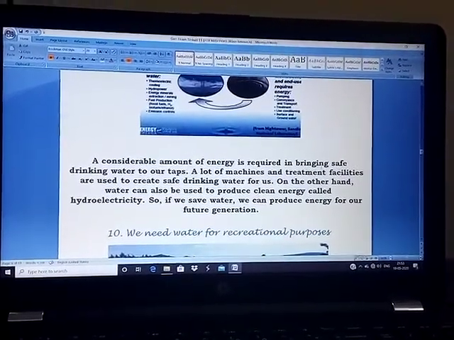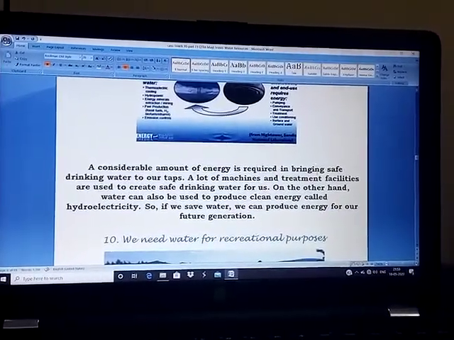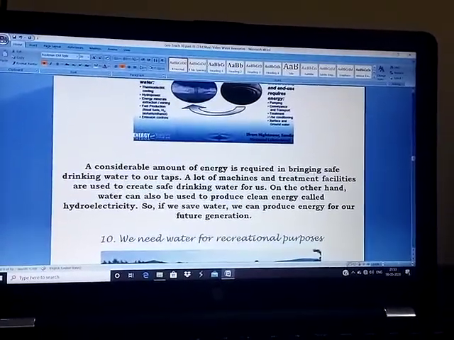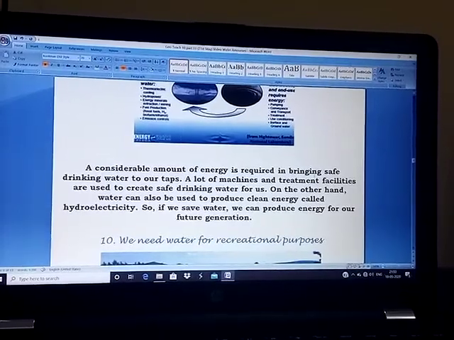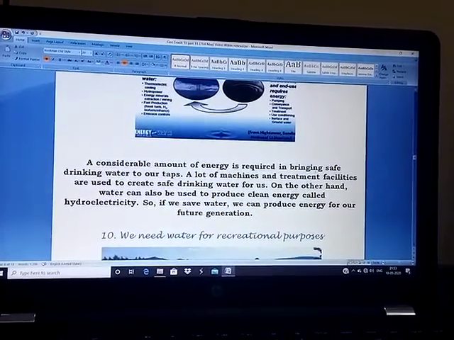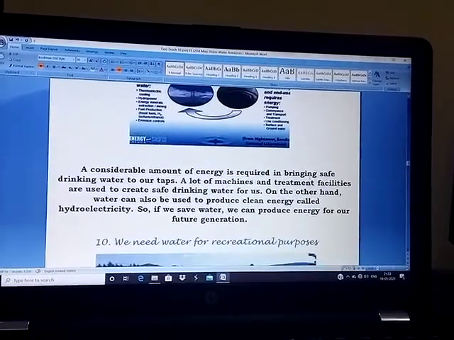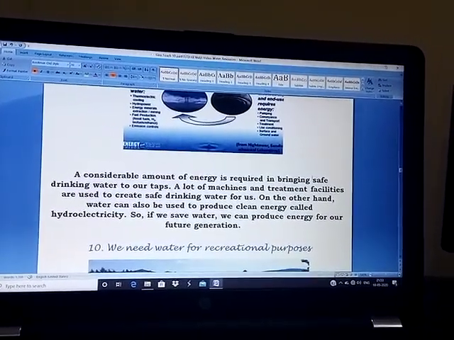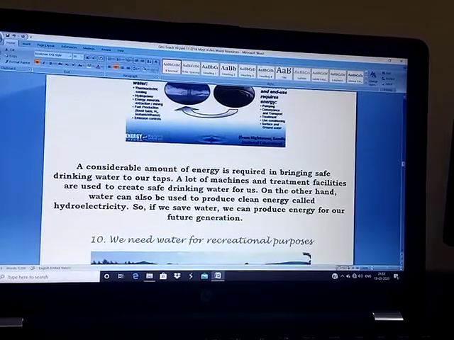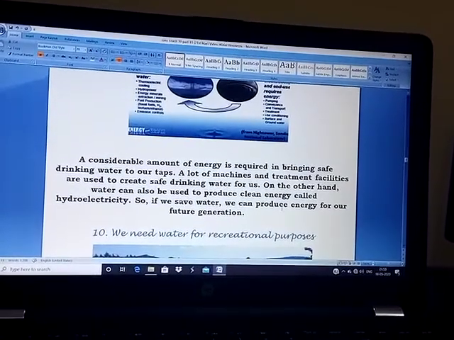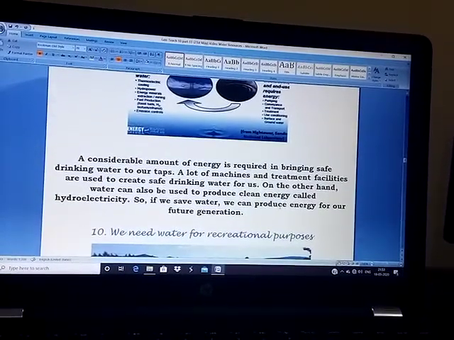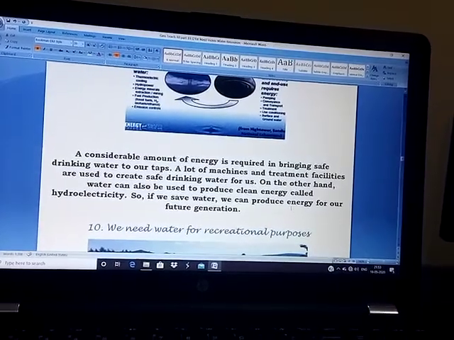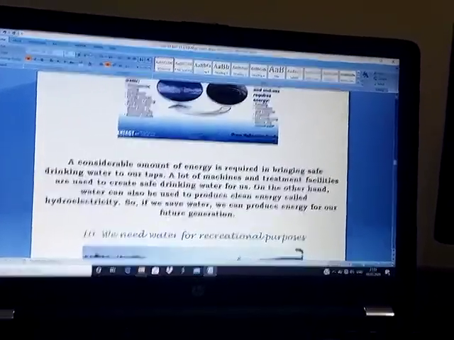A glass of water for us may be just a glass of water, but to prepare that glass of water, it may have gone through so many steps and so much treatment, using machines and so many other things. On the other hand, water can also be used to produce clean energy called hydroelectricity. So both ways, if we save water, we can produce energy for our future generation.